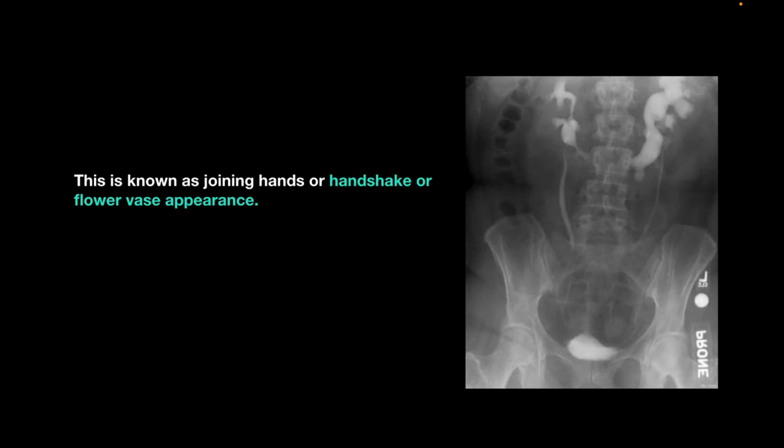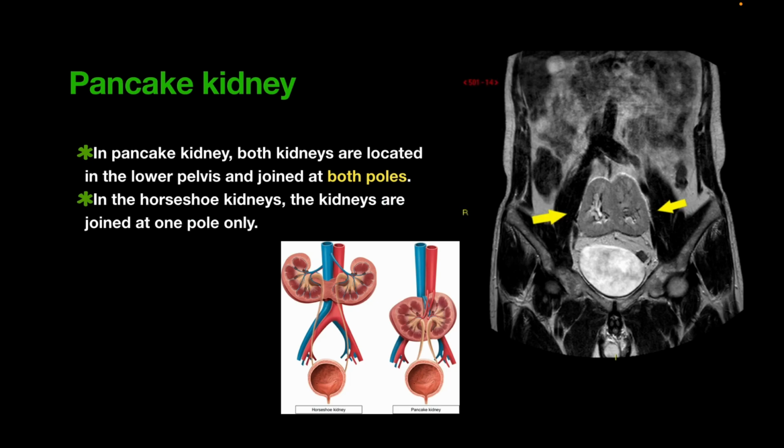Now the second one is pancake kidney. In pancake kidney both kidneys are located in the lower pelvis and join at both poles. In our previous anomaly, horseshoe kidney, only the lower poles are fused. Look over here, in this horseshoe kidney the lower poles are fused, but here both kidneys are located in the lower pelvis and joined at both poles. In horseshoe kidney the kidneys are joined at one pole only; it can be the lower or the upper pole.